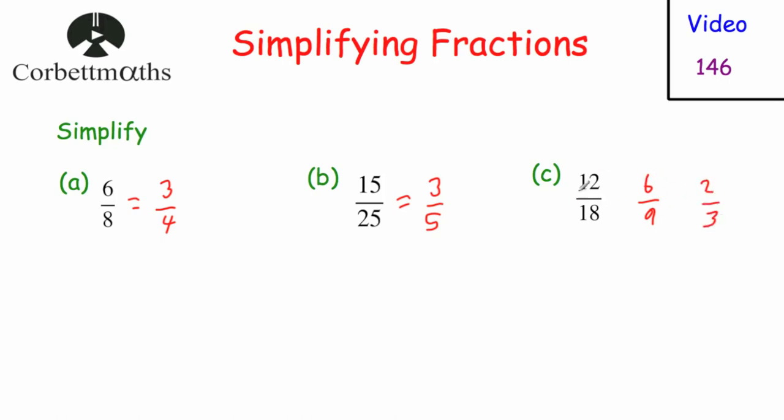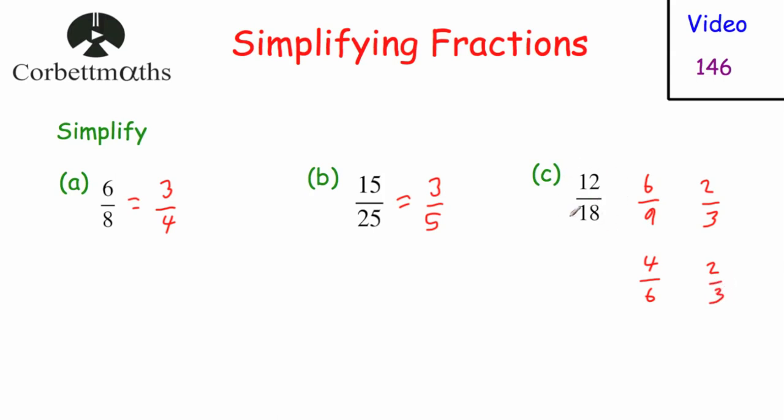We could have divided 12/18 both by 3 because both of these numbers are in the 3 times table. If we divide both of them by 3, 12 divided by 3 is 4, and 18 divided by 3 is equal to 6. So you get 4/6. Now they're both even, so you can divide them both by 2 to get 2/3.